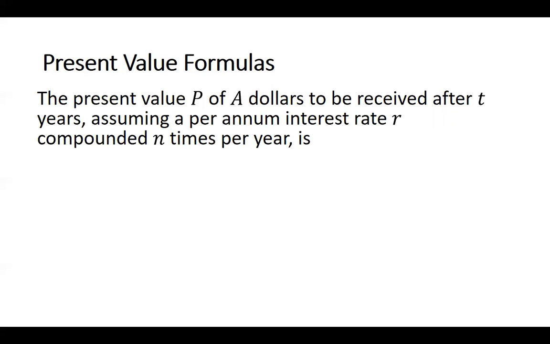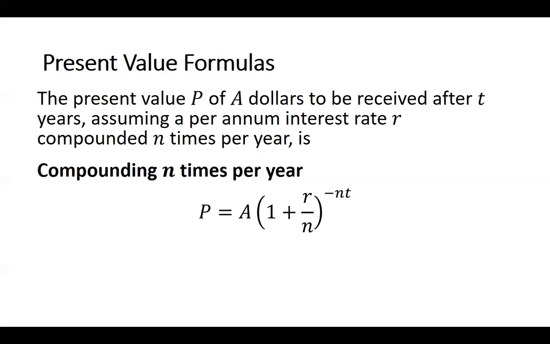So the present value P of A dollars to be received after T years, assuming a per annum interest rate R compounded N times per year, is, you notice that when you have all variables in there that it gets really wordy and doesn't really tell you much. If you're compounding N times per year, P is equal to A times 1 plus R over N raised to the negative NT.